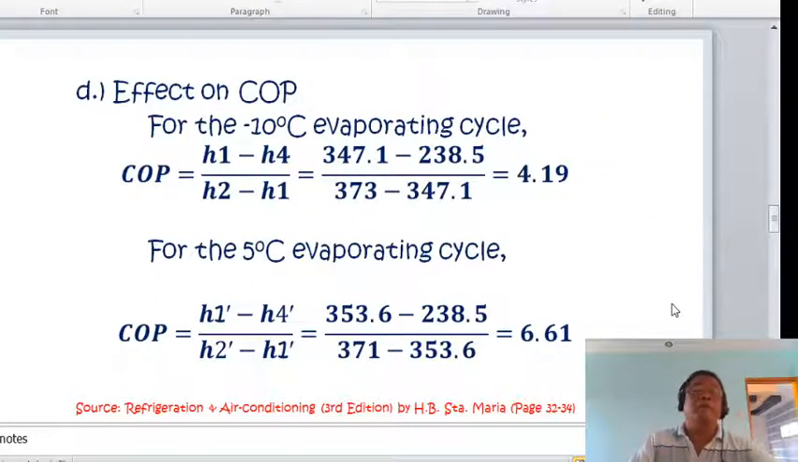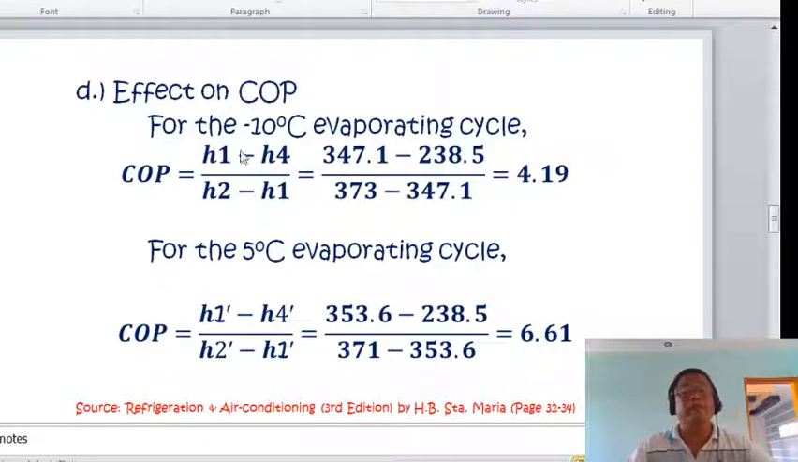Next, effect on COP. Take note, class, coefficient of performance. The performance of the refrigeration system is determined by just looking at the value of COP. Take note, class, that the higher the value of the coefficient of performance, the more efficient the refrigeration system. The more the refrigeration system performs. COP is also related to EER or the energy efficiency ratio.